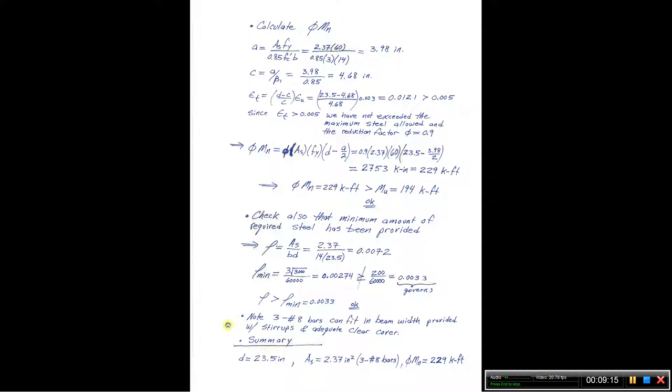One thing to consider when designing a beam is to also make sure that these three number eight bars can actually fit in the width of the beam. And it turns out that if you do the proper checks, you would find out that this can fit adequately. Lastly, here's the summary. We have d, 23.5. Area of steel is 2.37 inches squared. And we accomplished that by using three number eight bars. And phi Mn is equal to 229 kip feet.